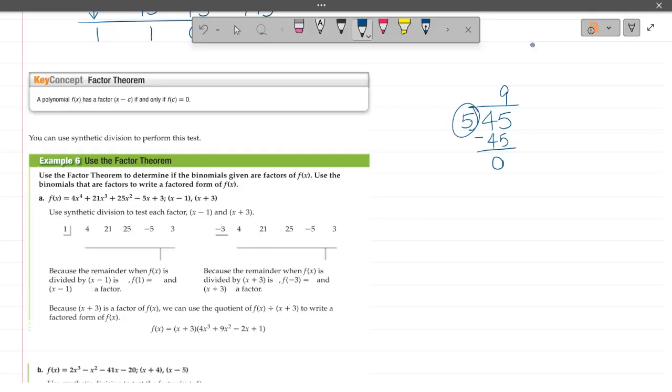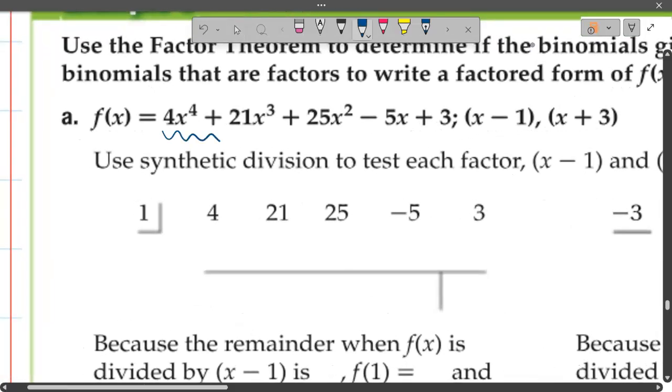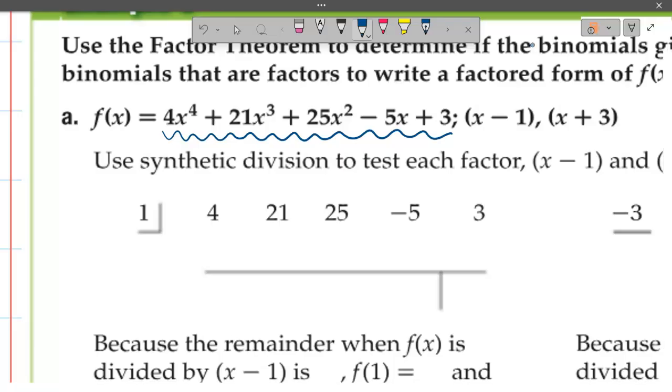So we want to take these potential factors and divide them out using synthetic division to determine if the binomials that were provided are factors of f of x. Then we're going to use the binomials that are factors to write it in factored form. Again, you might say, why do we have to do this? Well, we don't have a way of factoring that expression. But we can check various factors to see if they are factors and get it to a depressed polynomial, which will be factorable for us.